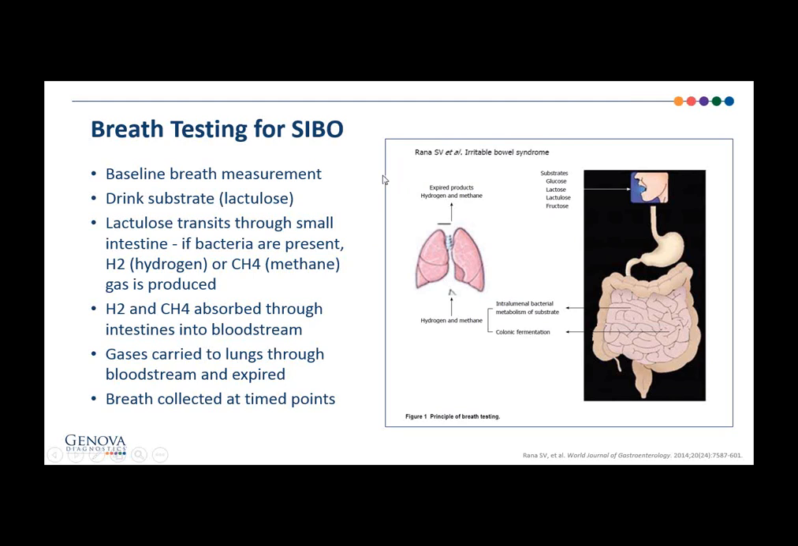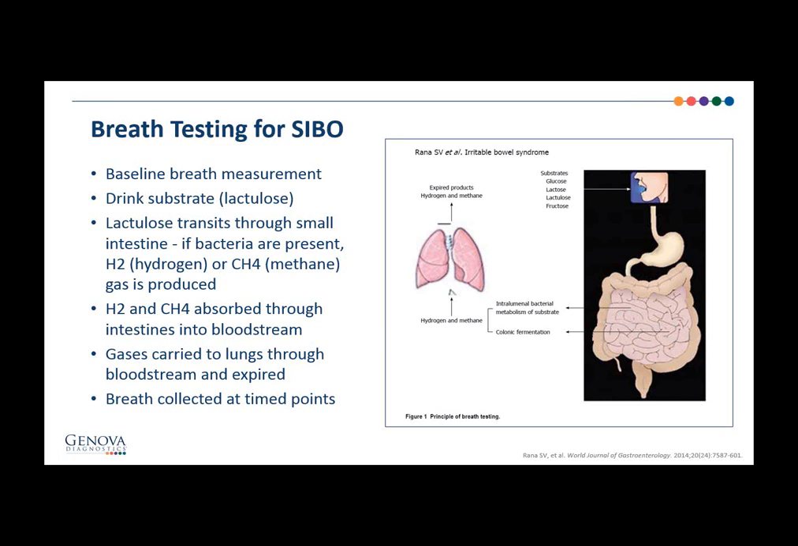So let's talk a little bit about how breath testing works. Basically, they blow into a tube to capture their baseline breath measurement before they do anything. Then they drink a substrate, which here is lactulose. The lactulose is going to transit through the digestive tract, through the small intestine, and if bacteria are present, they are going to ferment that substrate and produce a gas. Hydrogen or methane is what we're measuring.